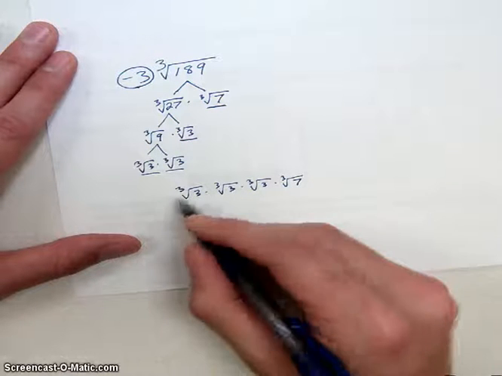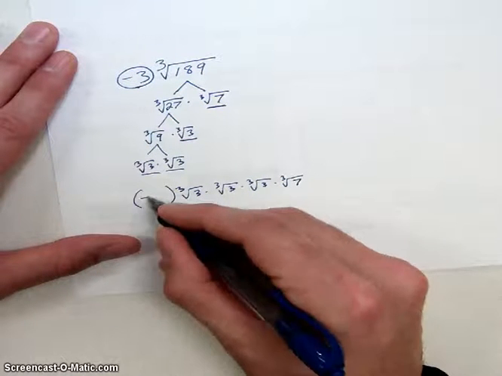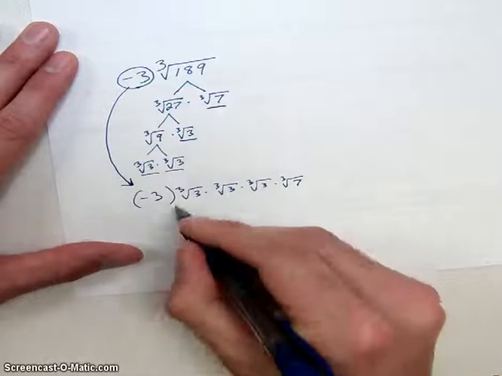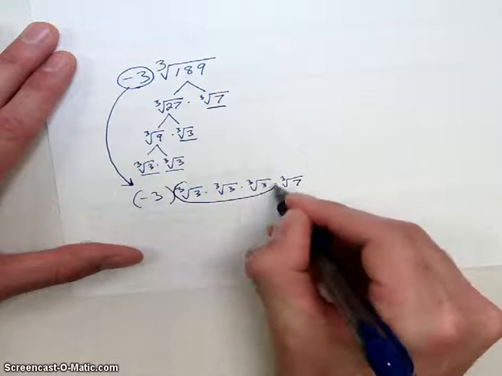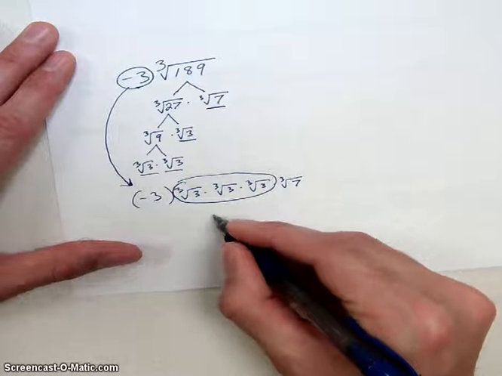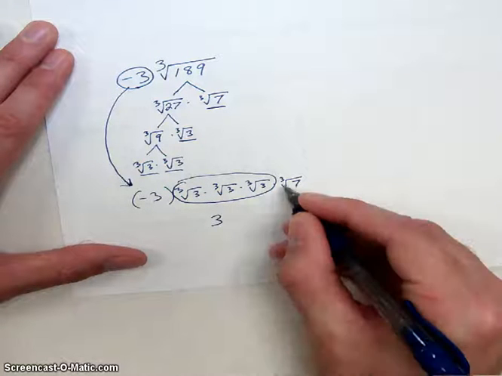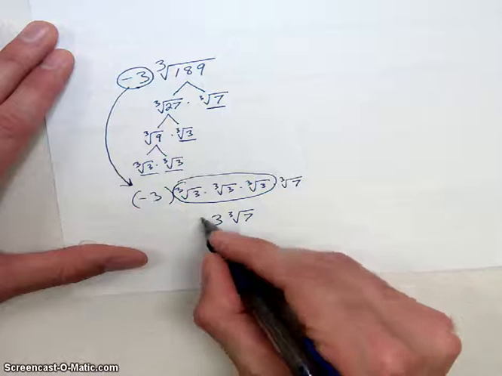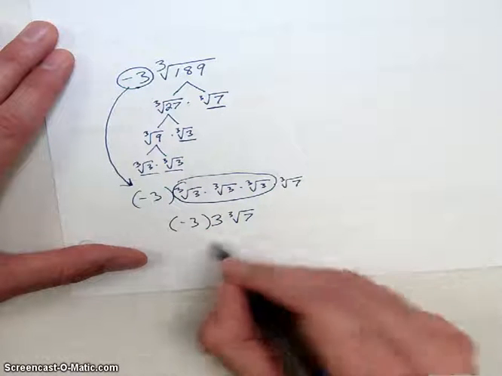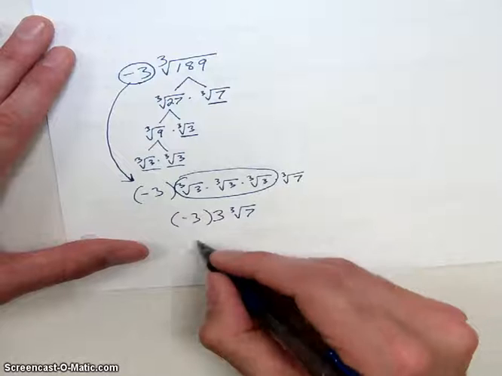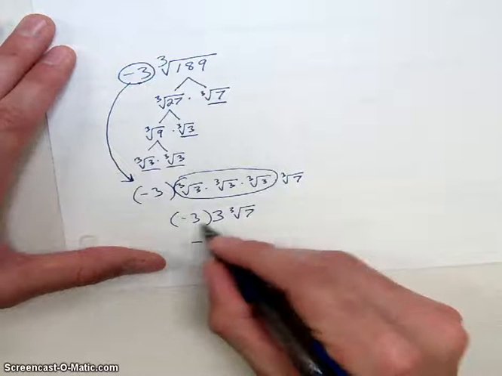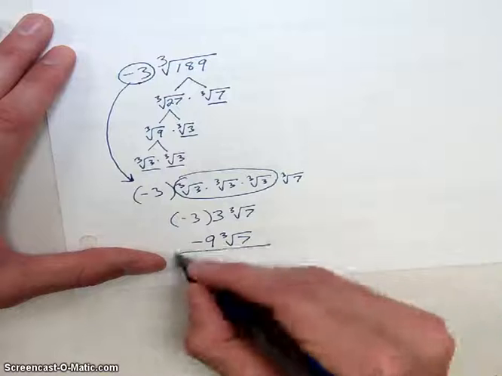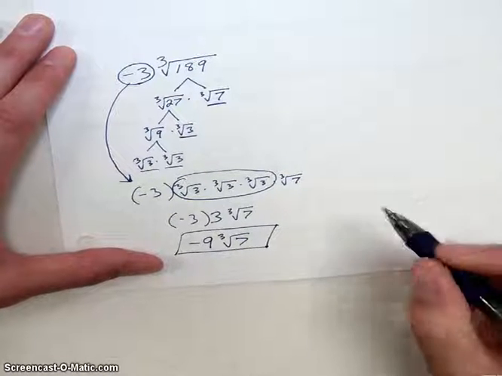And this whole thing's being multiplied by that -3 from above. I can group triplets like I did before. That's going to create the number 3. I have my leftover cube root of 7, and I still have this -3 that I'm multiplying everything by. So my final answer is going to be -9, since I multiplied those together, times the cube root of 7. And that is my simplified answer from this.